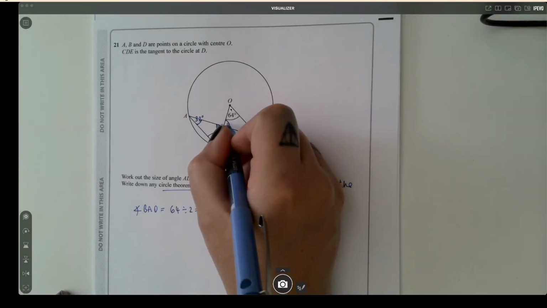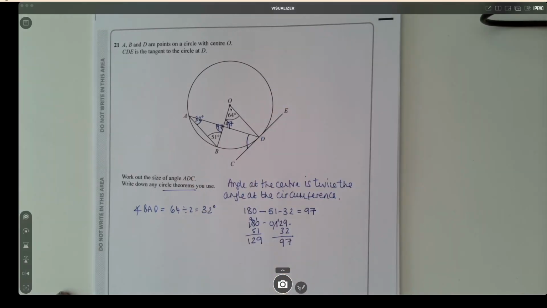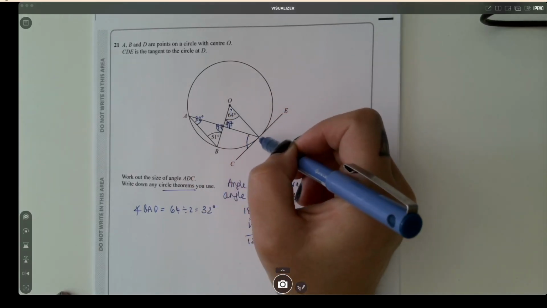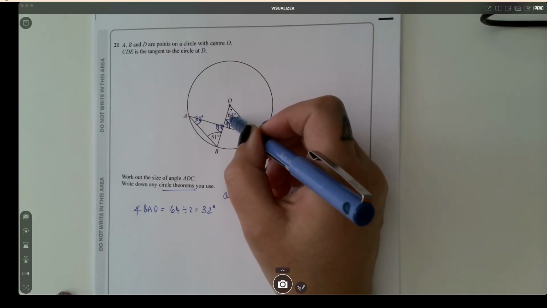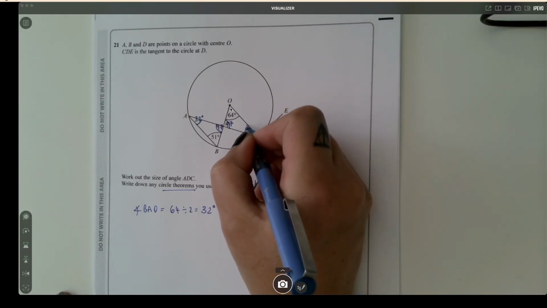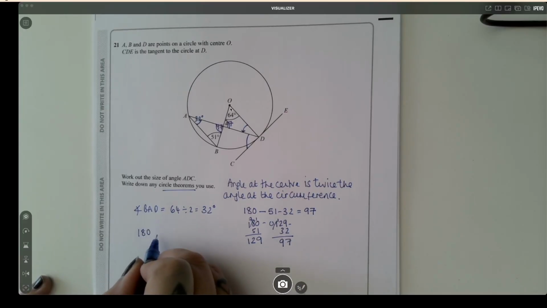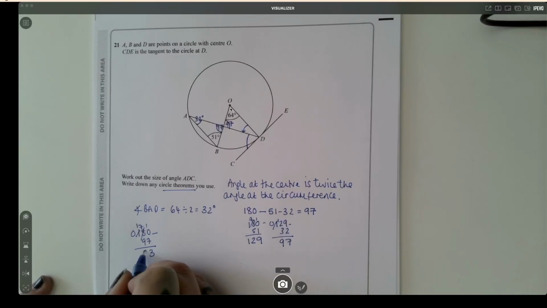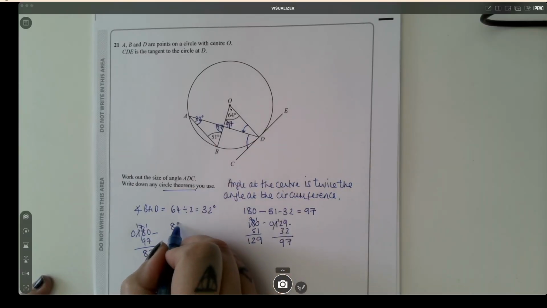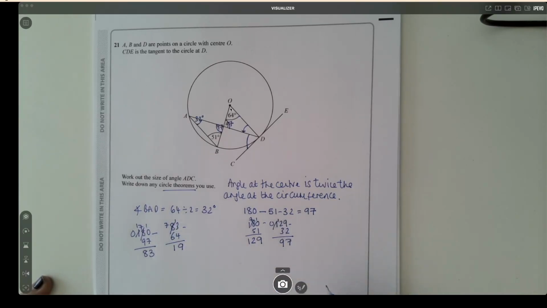Now I know vertically opposite angles are equal, so this angle must be 97. And then we have this small triangle here. So I'm going to add these two angles together and subtract from 180 to find this angle. There's a reason for that, and I'll tell you shortly. So 180 subtract 97 is 83, and then I need to subtract the 64, which is 19. So this angle here is 19.